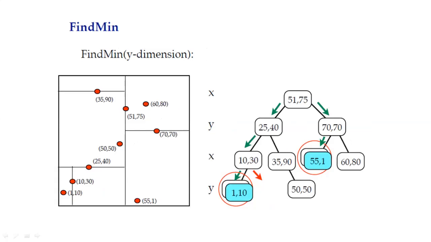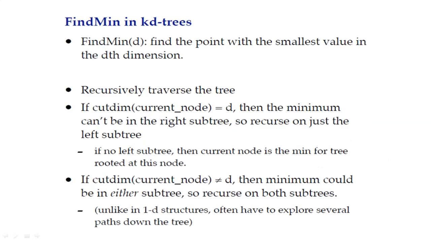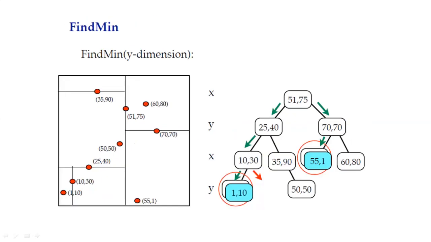Here we have an example where the given d is equal to y. We start comparison from root. The current cut dimension is x, which does not match with y, so we have to continue the search on both the sides. On the next level, the cut dimension is y, which matches with this y, so we continue only on left. When we reach the leftmost value, 55.1, this becomes the smallest.